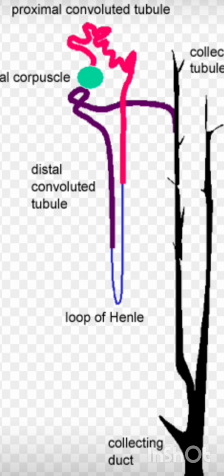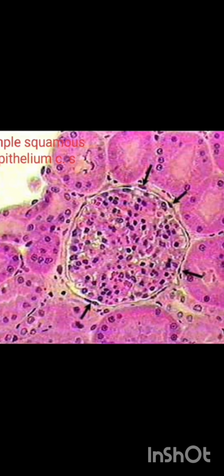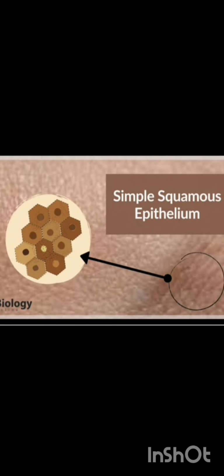It protects the body from mechanical injury, drying and invasion of germs. Next we need to see about, this is simple squamous epithelial cell. Microscopic view of simple squamous epithelial cell. This is how in the skin part the simple squamous epithelial cell will be.